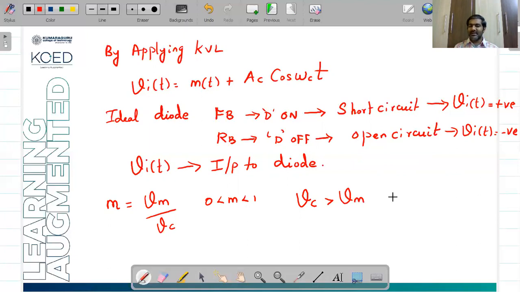For instance, M is equal to Vm by Vc, let me take Vm as 2 and Vc as 4. So Vm will be less than Vc, or Vc will be greater than Vm. Only then will I have my index between 0 and 1. That is the important condition you should know. So what is Vc? Vc is nothing but the carrier peak voltage.